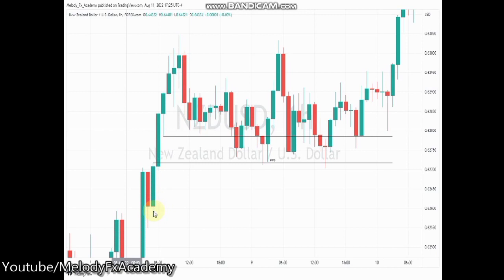If you are familiar with the ICT price delivery algorithm, how price is delivered in the market starts with consolidation, then expansion, then it moves to retracement or reversal, then another expansion. In this case we have an expansion, so there's definitely going to be a retracement. The retracement is going to move down into this fair value gap, then you look for another expansion up.